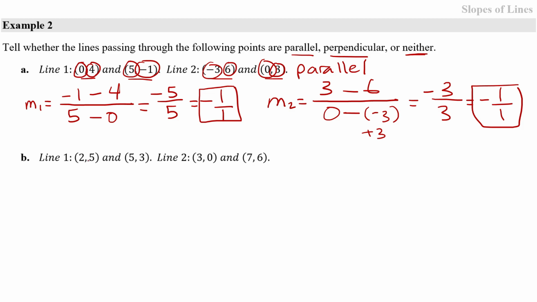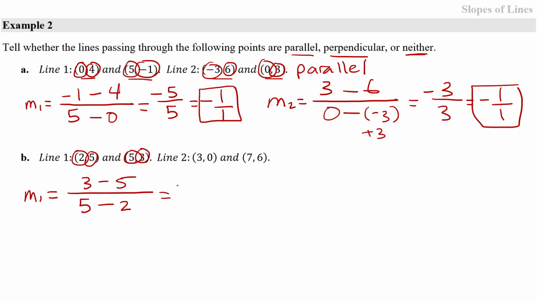For B, same exact thing. Let's go ahead and find the slope for line 1. And once again, we're going to subtract the y's. It's going to be 3 minus 5. On the bottom, we're going to subtract the x's, 5 minus 2. And do the math.